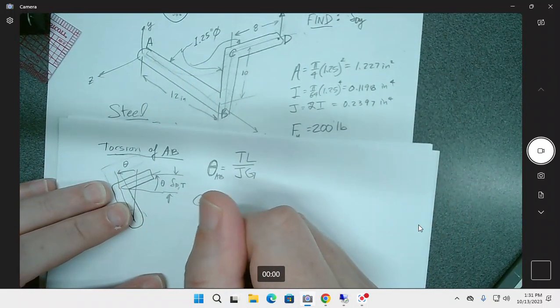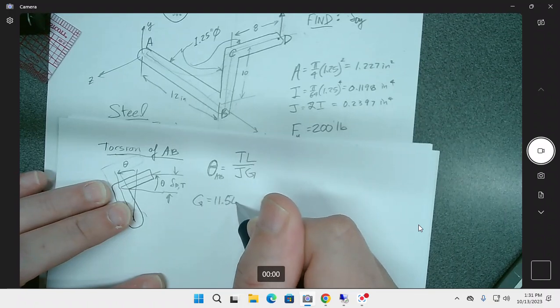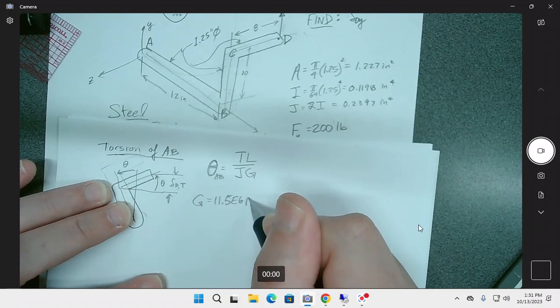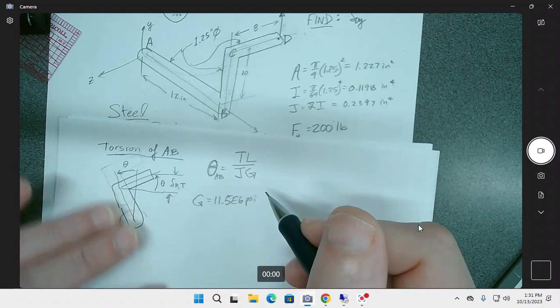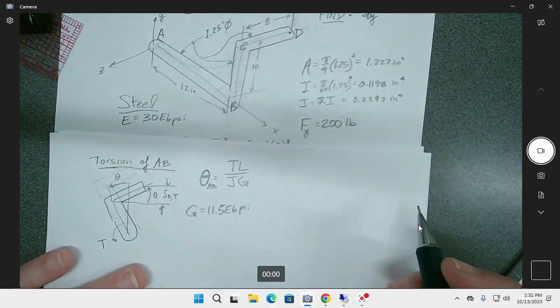So I didn't write that down. I can't remember now. 11.2? What did I say? 11.2? 11.5. That is some serious short-term memory issues. Okay.